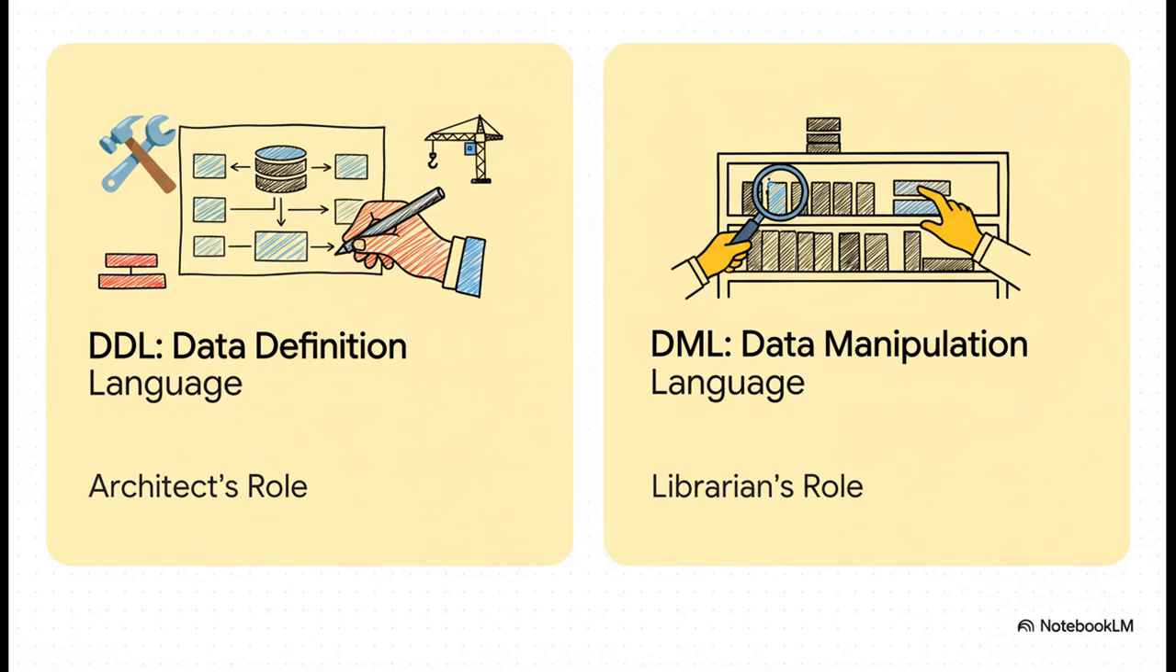Think of DDL, the data definition language, as the architect's toolkit. It uses commands like create and alter to actually build and change the structure, the tables, and the schema itself. Then you've got DML, the data manipulation language. This is the librarian system. It's for managing the books, the data, inside that structure, using commands like select and insert.